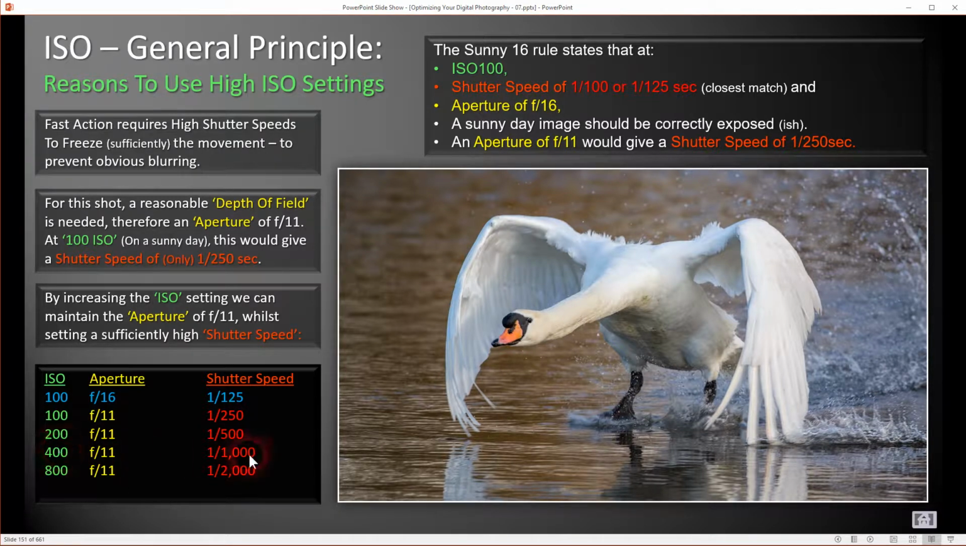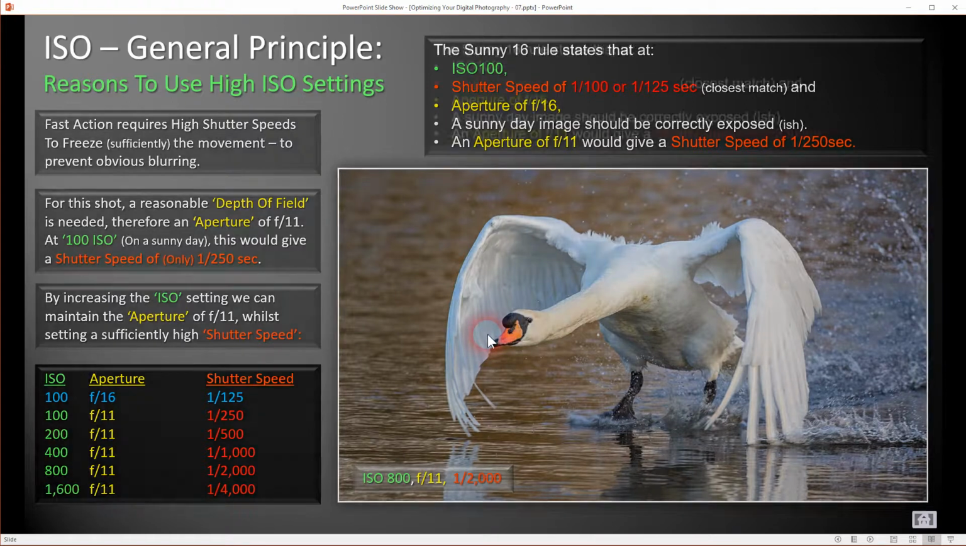Okay, because they're in stops, once we change one stop, we can change another stop. So by the time we get to 800 ISO, f11, we're at a shutter speed of 1/2,000th of a second. And of course we can go higher, to 1/4,000th of a second. But I know that my camera doesn't really handle ISO 1600 very well. So I set it to 800 ISO, which gives me a shutter speed of 1/2,000th of a second, which managed to arrest most of the image.